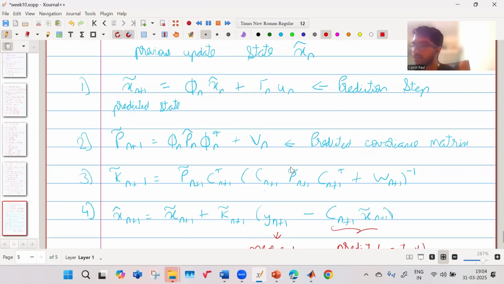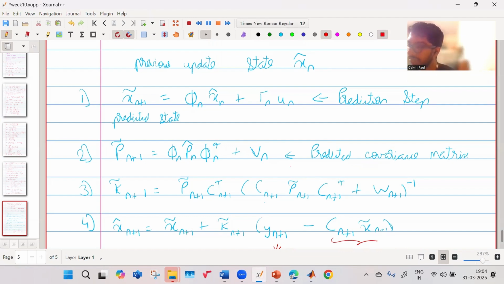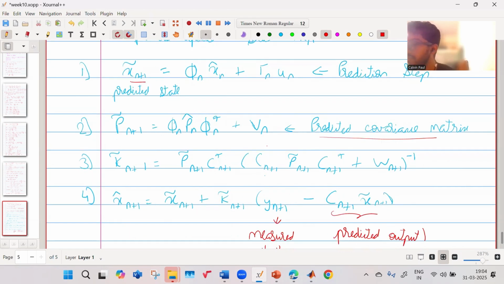So I'll go on. We first did a prediction step. We predicted the state x tilde n plus 1. Then we predicted the covariance matrix. Then we found the expression for the gain. Then we used that expression over here, as well as the measured output and the predicted output, and then we do the correction. This is known as the correction, or the updated state based on the measured output.